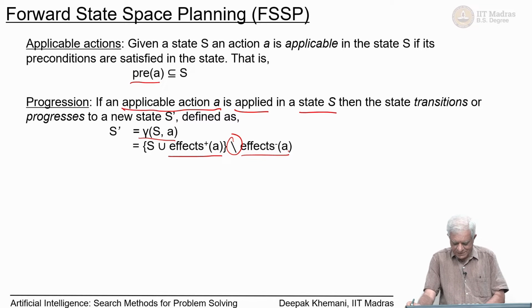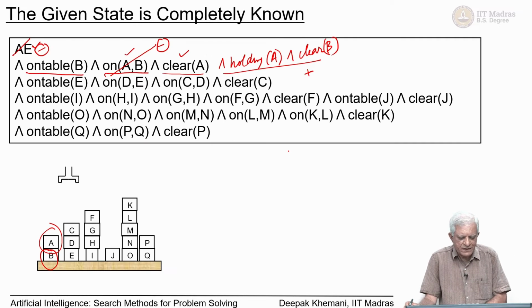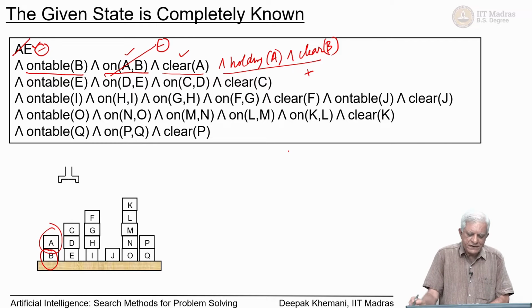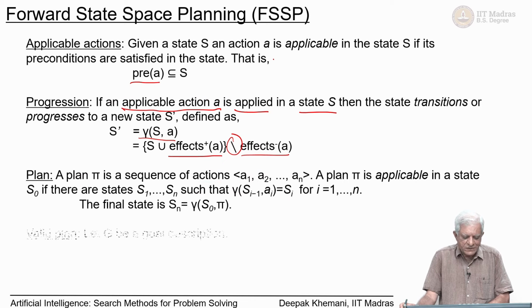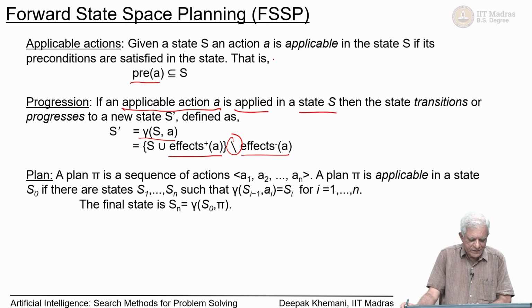So, we saw that in the previous example that we just discussed. If you were to apply unstack A from B, then you add these two things, holding A and clear B, and you delete those two things, which is arm empty and on A B essentially. So, the negative effects are subtracted and the positive effects are added to that.